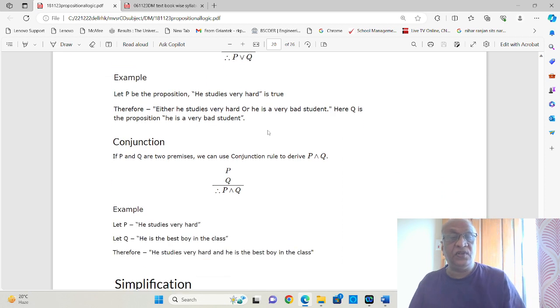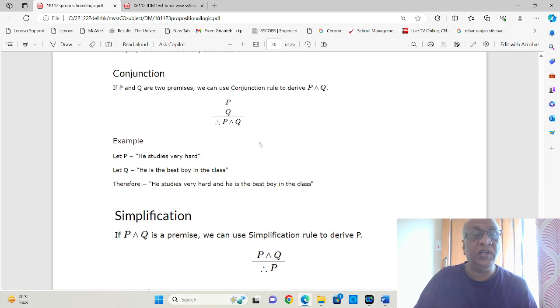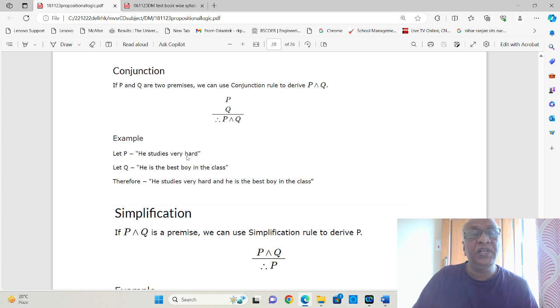As simple as that. Now, how do I represent this inference rule? P is there, Q is there, then P and Q is there. So here P and Q are two premises, and we are using the conjunction and. Let us say P is he studies very hard, Q is he is the best boy in the class. So we have to perform P and Q. Then it will be he studies very hard and he is the best boy in the class.